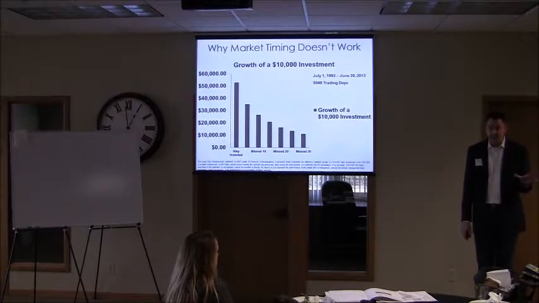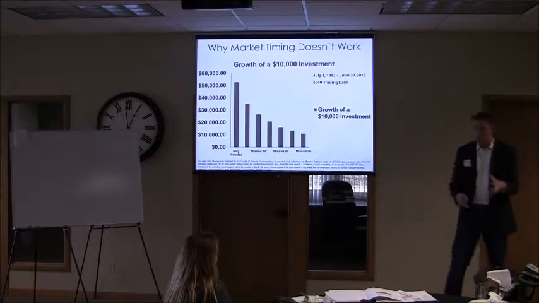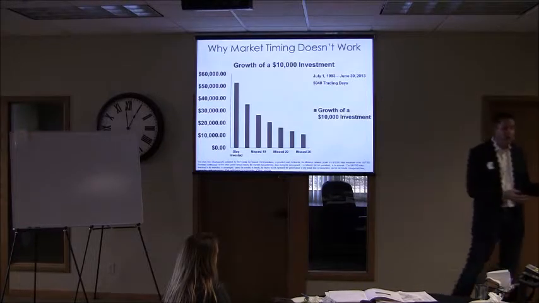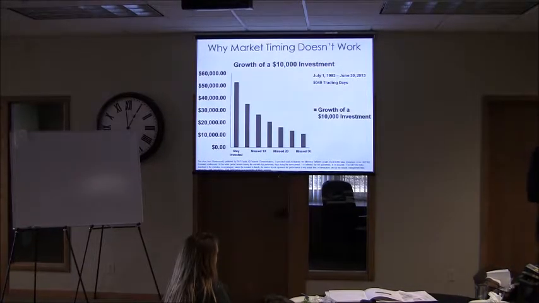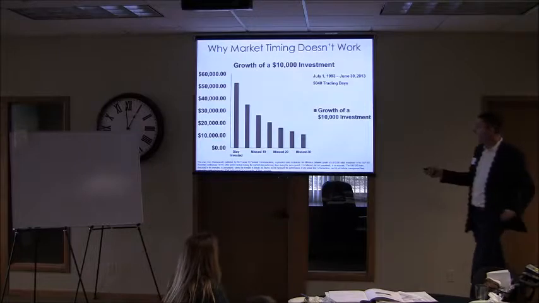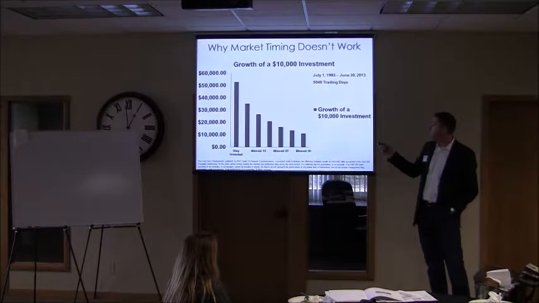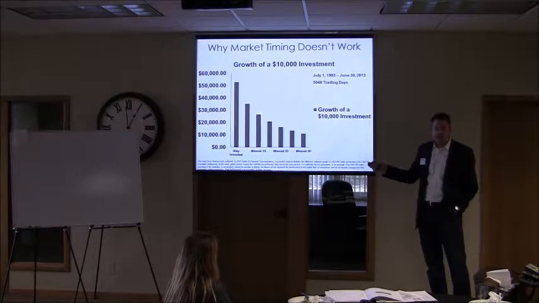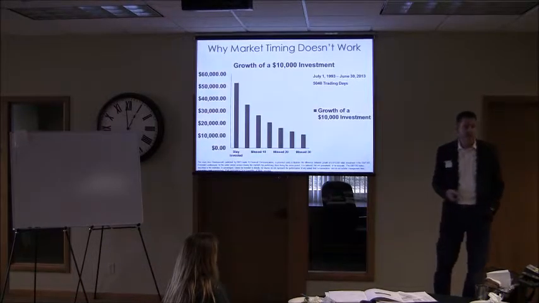Now, it's impossible to just miss the 10 best days, right? You can't know that just as much as you can't know the worst days and get out at the right time. But what this illustrates is that it only takes 10 out of those 5,000 days to create more than half the money increase that you otherwise would have coming to you.